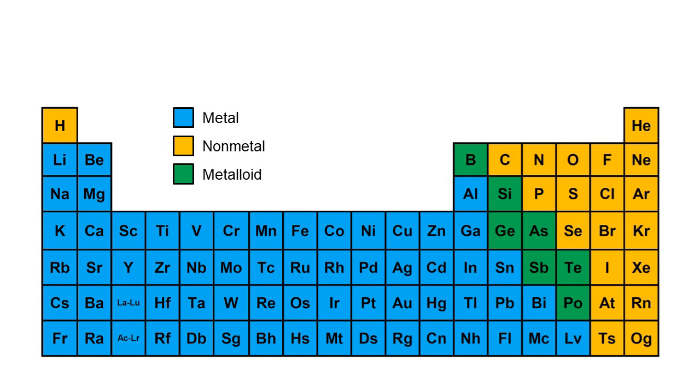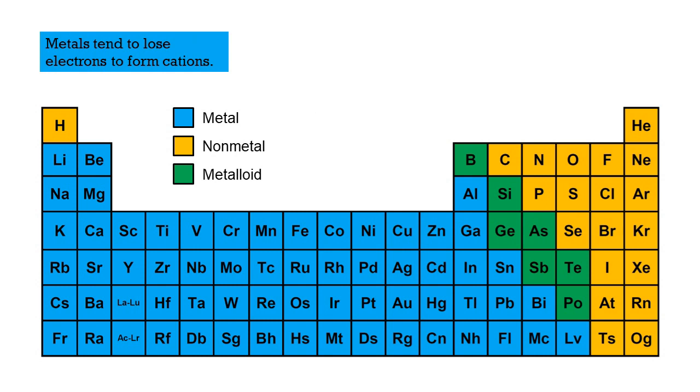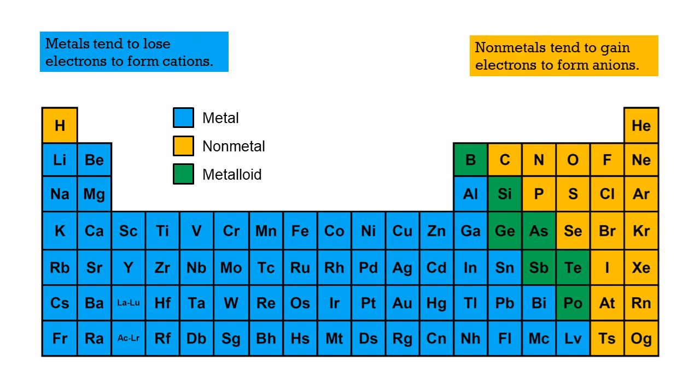Sa periodic table, ang mga metals ay located sa left side ng metalloids. Yung mga non-metals naman ay located sa right side ng metalloids. Metals tend to lose electrons to form cations, while non-metals tend to gain electrons to form anions. So, when a cation and an anion combine, they form an ionic compound.